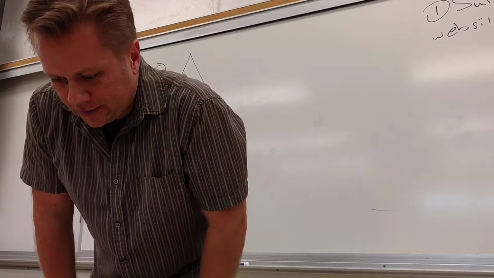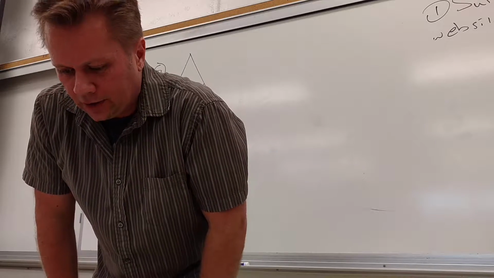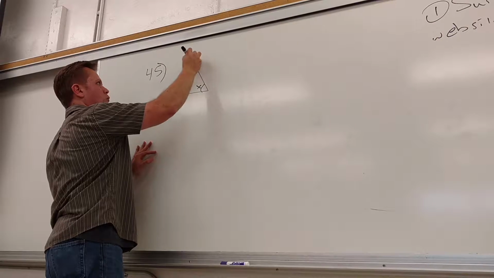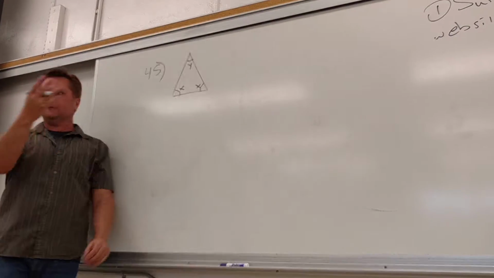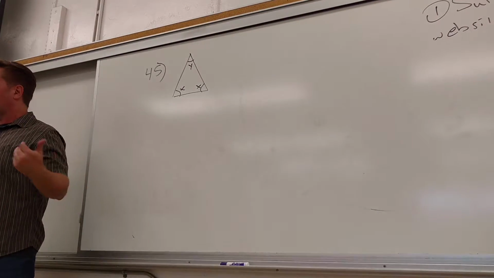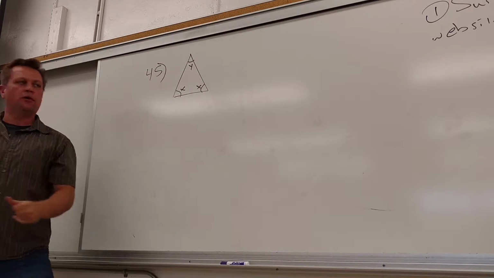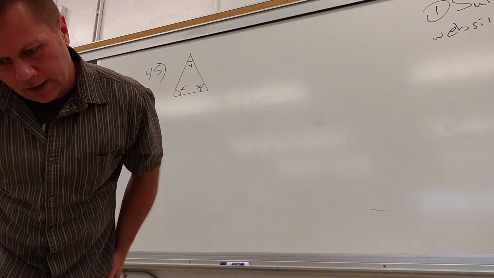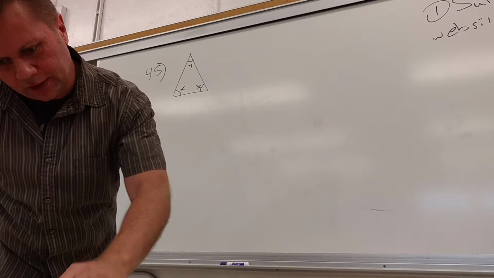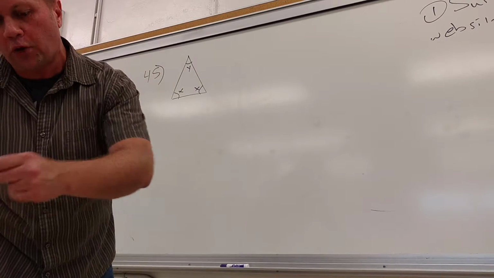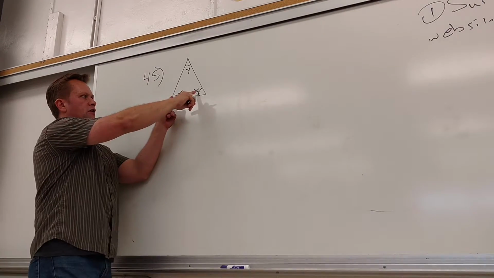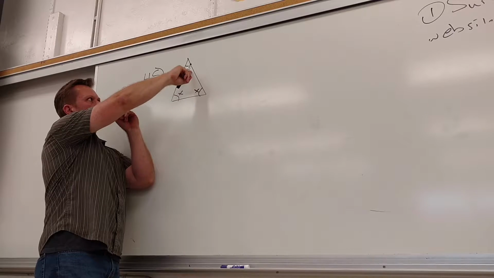Their sum is 20 more than the larger angle. I like it. So we can certainly call this one Y. We can't call it X because I don't know if it's the same size. But what do they tell me about this? The sum of the two smaller angles is 20 more than the larger angle. So the sum of these two smaller angles is 20 more than this.